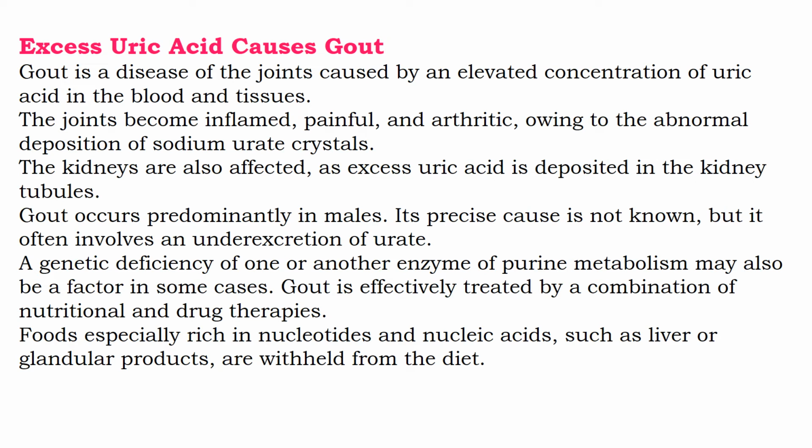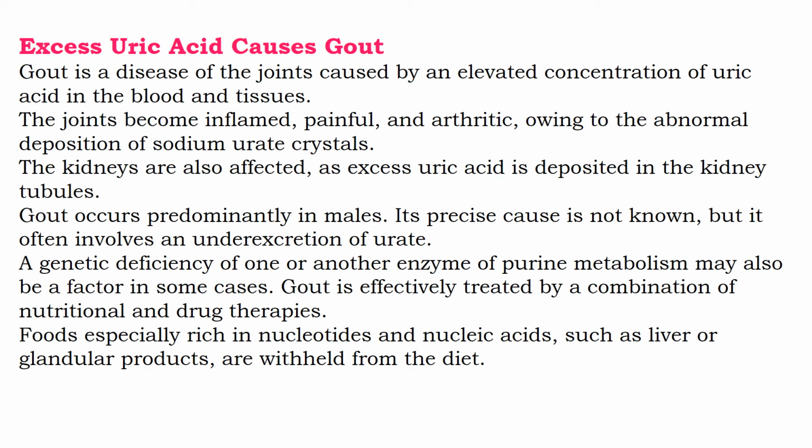So if there is an excess of uric acid, this may lead to gout. So gout is a metabolic disorder which is the accumulation of uric acid in the joints. So if there is an elevated concentration of uric acid, and it is constantly accumulating in the joints, then we get a metabolic condition called gout. So in gout we have two kinds, that is the primary gout and the secondary gout.